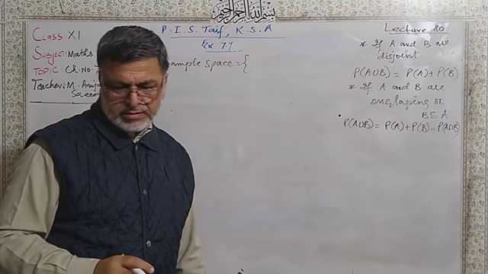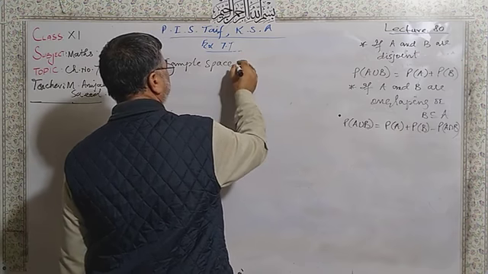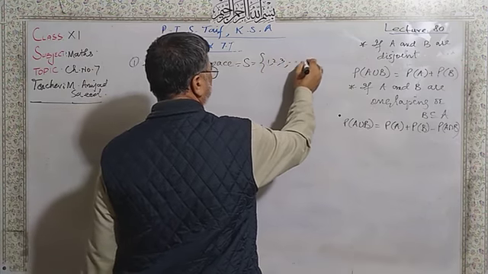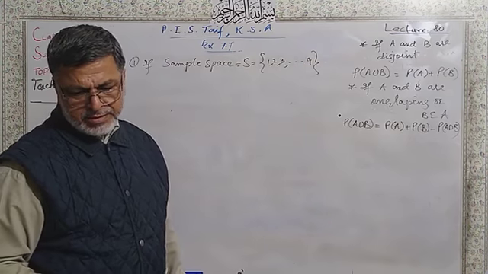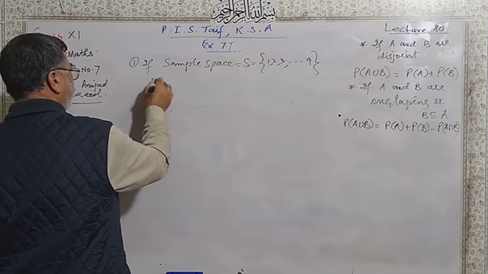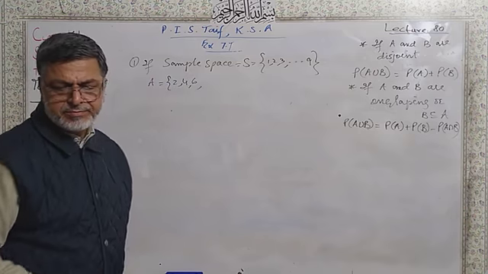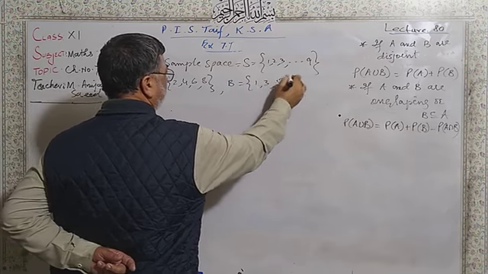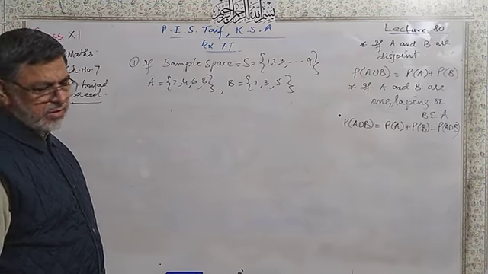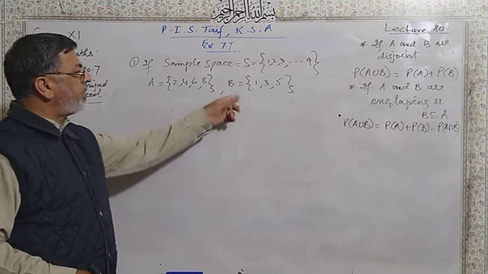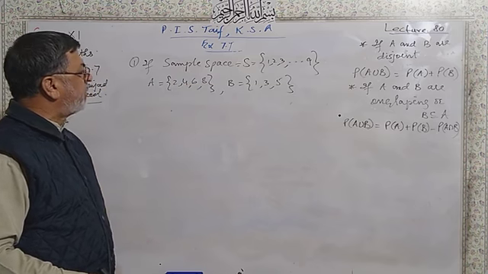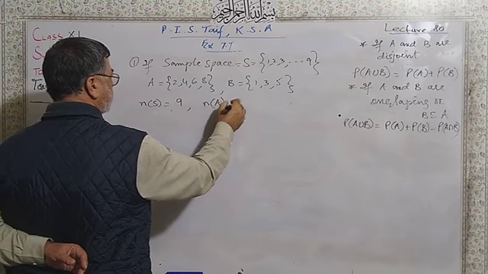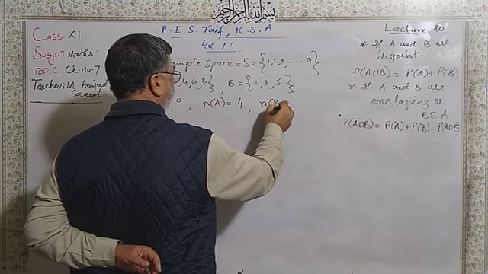If sample space, that is, actually its name may be written as S, that is set. Sample space contains members 1, 2, 3, and so on up to 9. And A is 2, 4, 6 and 8. And B is 1, 3 and 5. So dear students, you can check A and B are disjoint. Nothing is common in both. So here N of S is equal to 9. N of A is equal to 4. N of B is equal to 3.